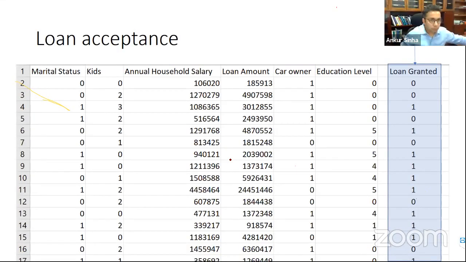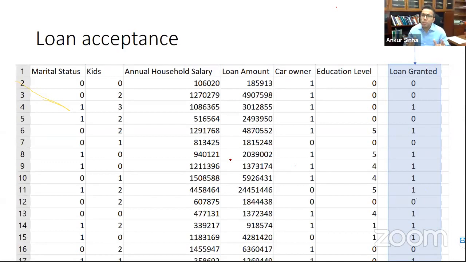So one of the examples that we will be discussing in tomorrow's session would be the loan acceptance data set. In the loan acceptance data set, you will have a lot of customers. Each row represents a customer, right? So what all things do I know about the customer? I know how many kids the customer has, what is the annual household salary of the customer, how much loan amount the person is requesting, is the person a car owner or not a car owner, and what is the education level of the person.